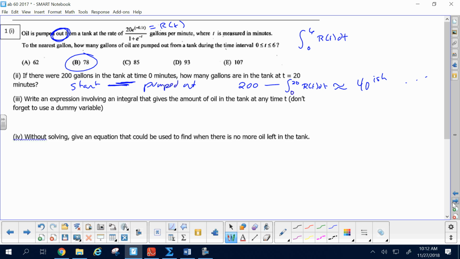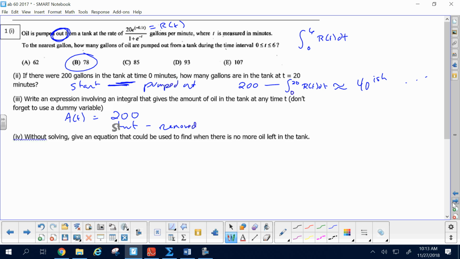Now then, write an expression involving an integral that gives the amount of oil in the tank at any time. There are 3 pieces to how much oil: the amount at any time depends on the starting amount, how much is pumped in, and how much is pumped out. Now, I don't see that there's anything being added. So in this case, there's not a 3-component thing. It's just start minus how much was removed. Now the start is not a variable expression, it's just straight up 200. There's nothing to it besides that.